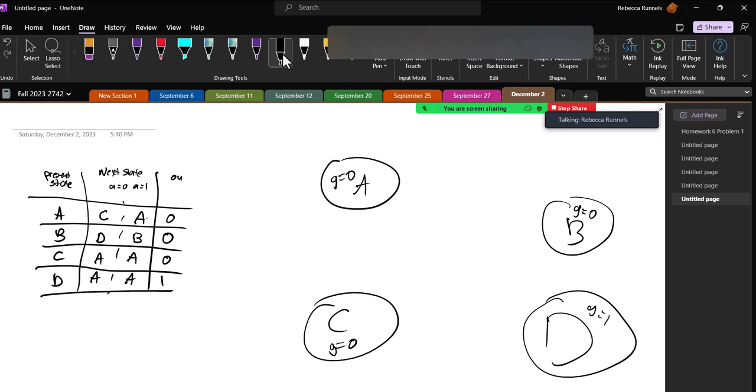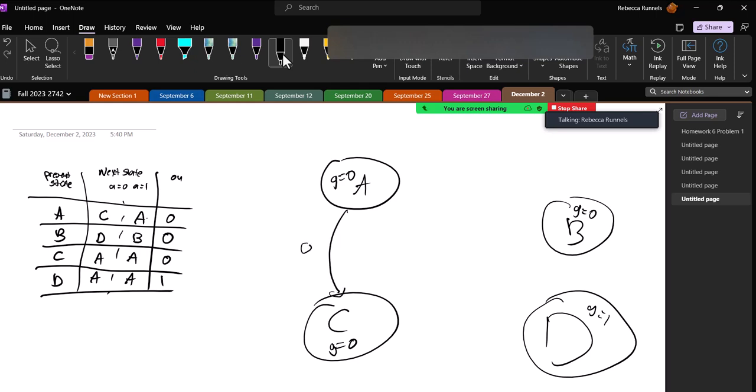Now, coming from each state, you have to have an arrow corresponding to each possible different input. Here we only have a 0 and a 1, but if we had 2 input variables, we would have 4 possibilities. We'd have 0, 0, 0, 1, 1, 0, and 1, 1. So from A, if A equals 0, then we go to state C.